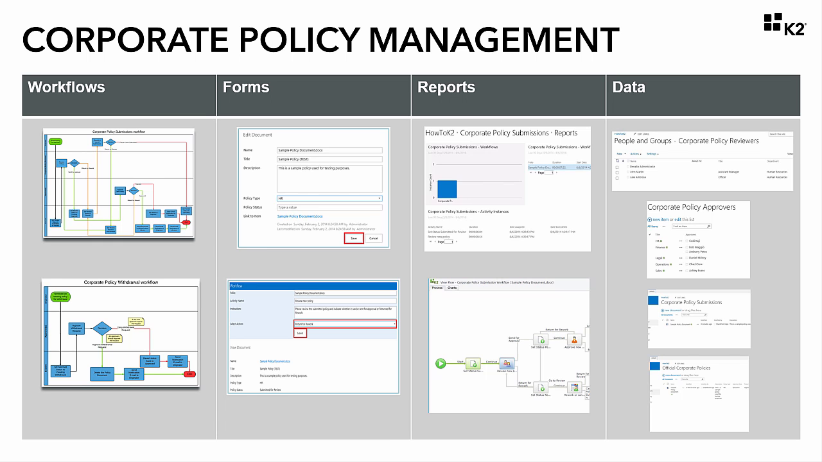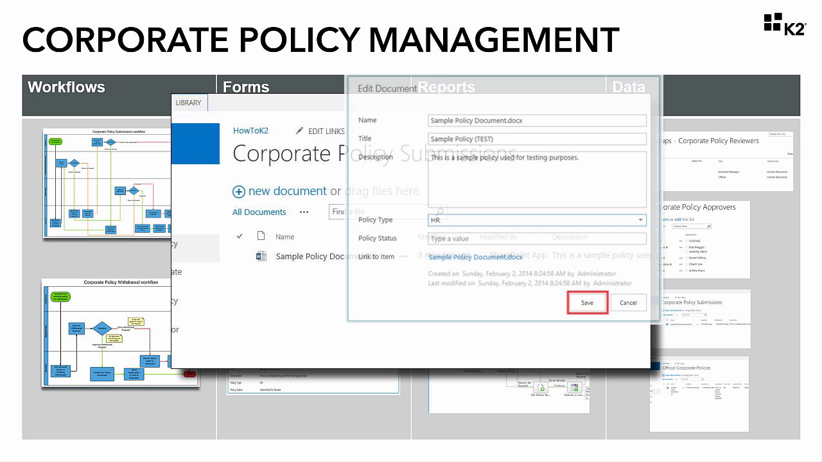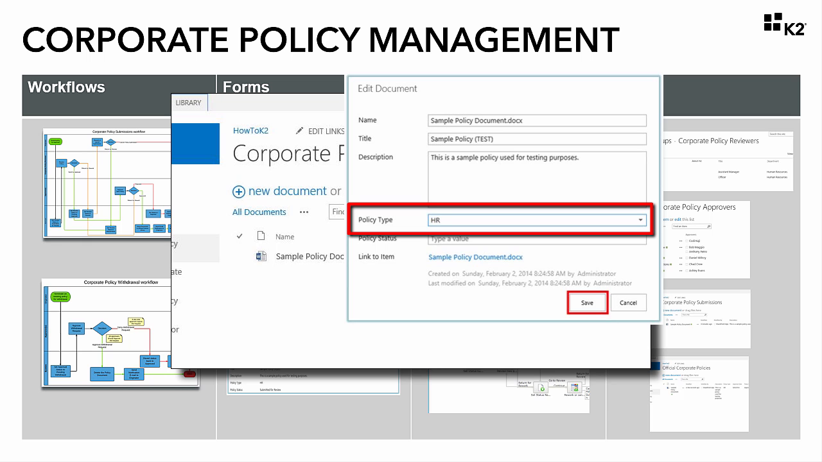Let's take a moment to talk about the data sources driving this application that will include a Sharepoint list, 2 document libraries, and a Sharepoint permissions group. The first library is the Corporate Policy Submissions Library, which is used like a staging area for policies that are being edited, reviewed, or approved. Keep in mind, for our application, any user can submit a policy for approval. When a user submits their policy, they will need to select a policy type from a drop-down list so that the policy can be routed to the correct approvers.